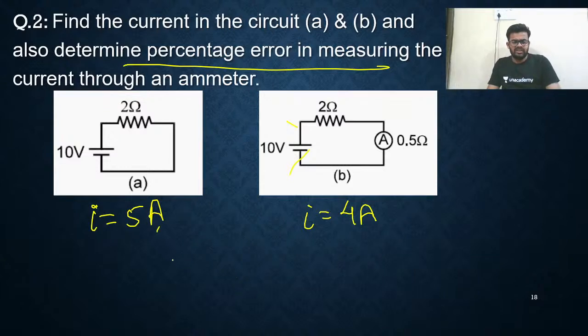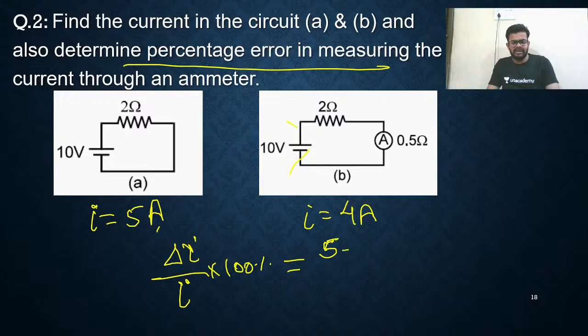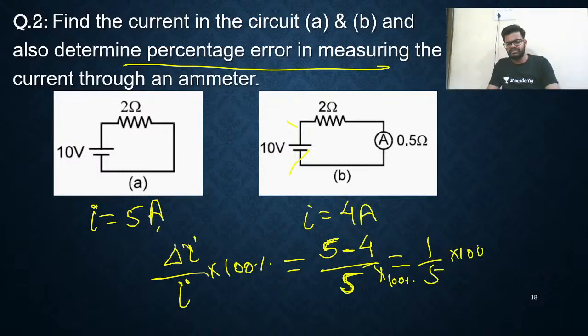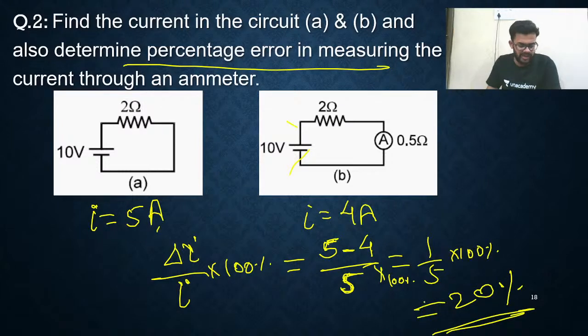Can you find it? Percentage error in finding the current is delta I divided by I into 100%. Delta I: 5 ampere should be there, but only 4 is flowing. So 5 minus 4 divided by 5, that is actual current minus measured current divided by actual current. So this is 1 by 5 into 100%. Directly you will write 20% is the answer. 20%. This is the answer.